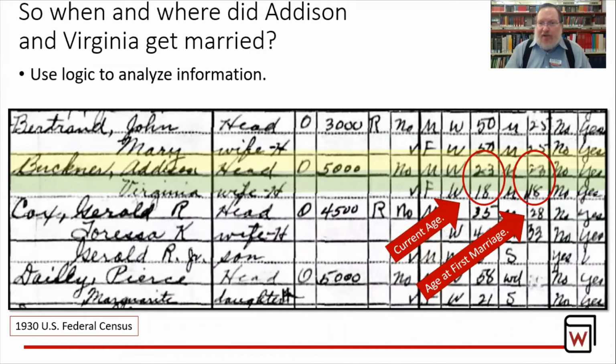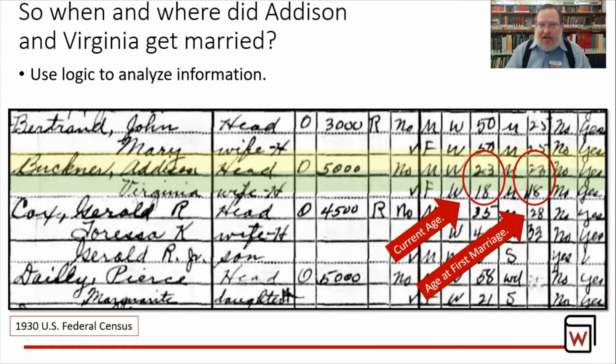So in the 1930 census, the question was, when did they get married and what age were they getting married? How old were they at the time the census was taken? And then how old were they when they were first married? So you want to use some basic logic. In 1930, Addison was 23, his wife was 18, and they got married when he was 23 and his wife was 18. So logically, you would say, were they living in Hayes County?